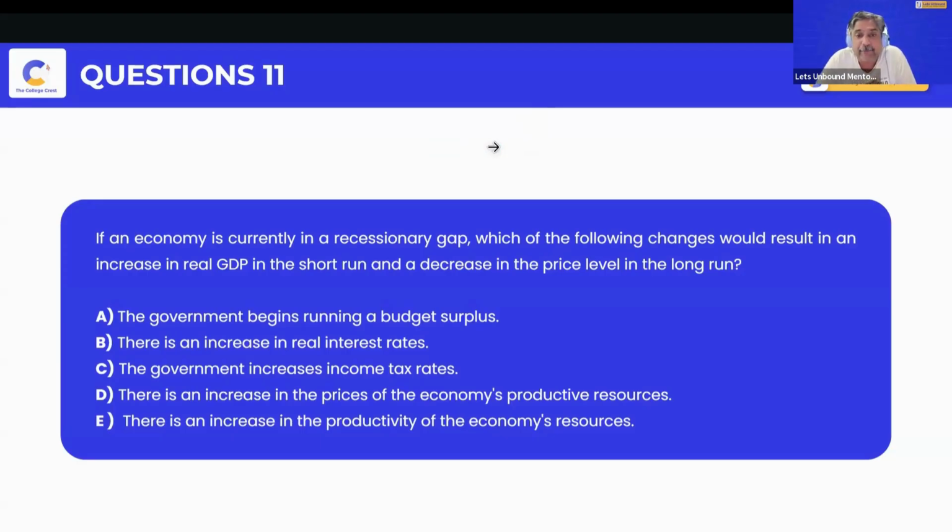There is an increase in the productivity of the economy's resources. Which of the following changes would result in an increase in real GDP? An increase in the productivity of the resources means you produce more output with the same amount of resources. That would definitely help growth as far as the real GDP is concerned in the short run. And then in the long run, it would also mean that there would be a decrease in price levels because of the increased efficiency.